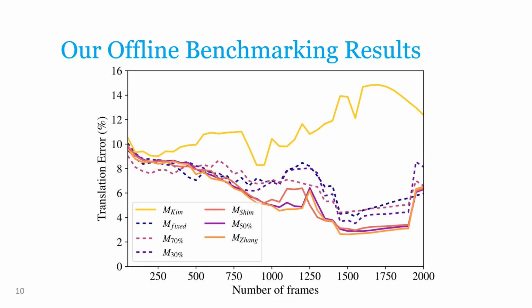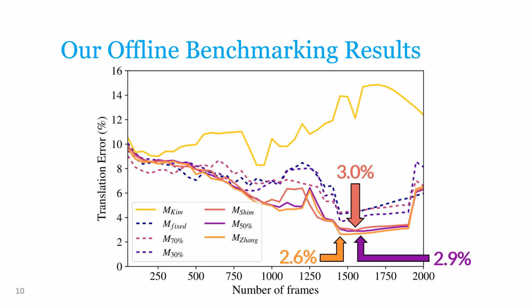The benchmarking was performed using 4 experiments for each of the 7 compared methods. We display here the performance on a stereo visual odometry pipeline compared to a ground truth, showing that the methods having the minimal error are Shim with 3%, classical auto exposure with 2.9%, and Zeng with 2.6%.